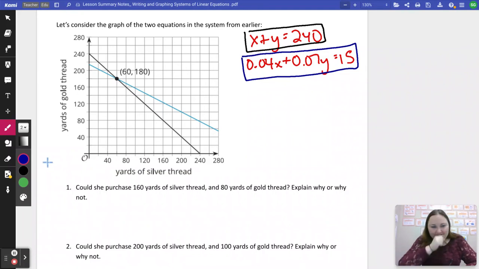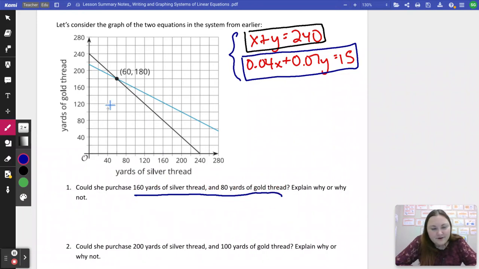Okay. So as we said, you can answer this question using any of the information we've got. We've got a story problem from earlier. We've got this beautiful system of equations now, and we also have this graph. I want to start off by thinking about it with the graph, actually. So if we look at 160 yards of silver thread and 80 yards of gold thread on our graph, where would that point be that represents this information?